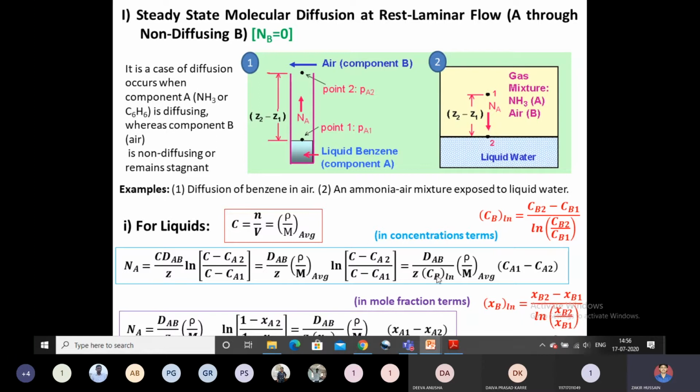In this form, C_BLN is there, and its definition you can find here, and X_BLN is at the bottom, whose definition we can find here. So these are the concentration terms and these are the mole fraction terms. We will see how to arrive at these two expressions. It is just a rearrangement of the variables. I will derive it.